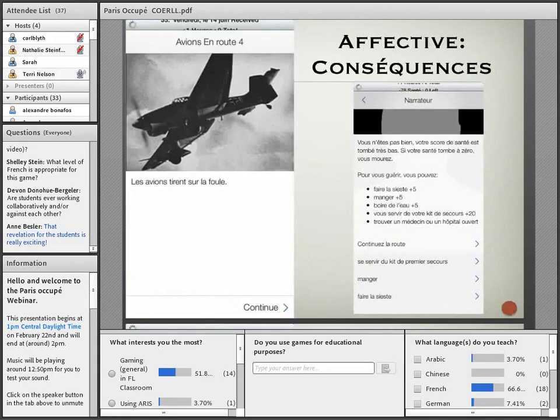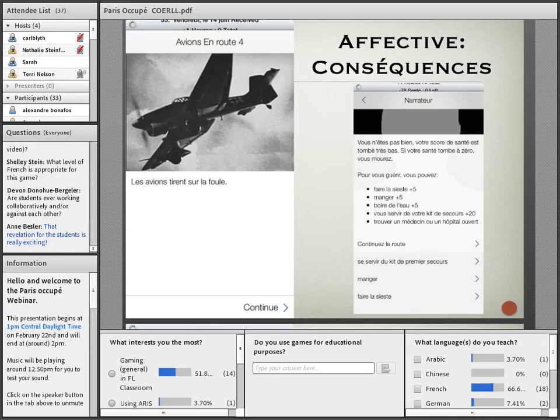Somebody asked about what level the students are. These were students who were majors in French, so they're juniors and seniors. The game can be scaffolded in a lot of different ways for different levels, I think, though much of it is for those students who are at intermediate or above.